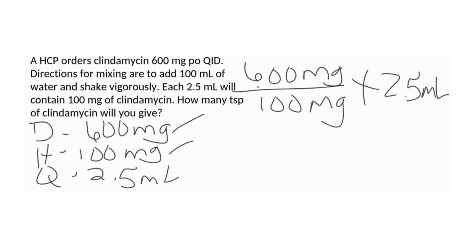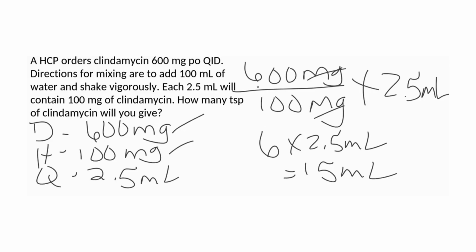600 divided by 100 is 6. Milligrams cancel out, times 2.5 milliliters. 6 times 2.5 is 15 milliliters. So 15 milliliters is how much we're going to give. But if you notice, our question says how many teaspoons. So we have to figure out teaspoons from 15 milliliters.